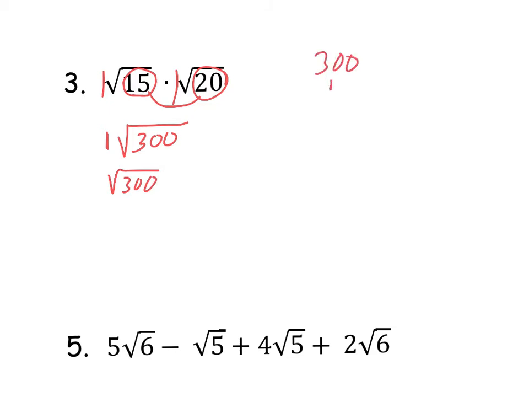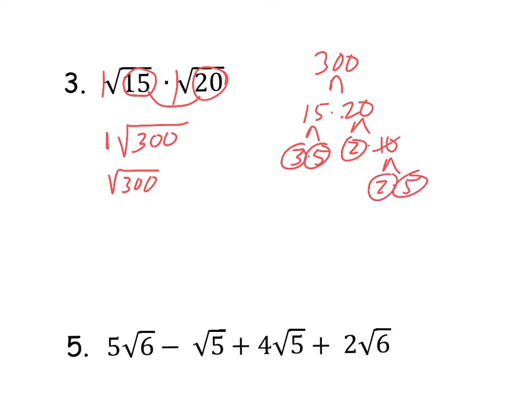Breaking 300 down, well, we know it's 15 times 20. We could do 10 times 30, same thing. 15 is 3 times 5. They're both prime. 20, I'm going to say 2 times 10. And then 10 is 2 times 5. I don't need the 10, the 20, or the 15. I'm just working with the prime factorization. There's 2 2's, a 3, and 2 5's.